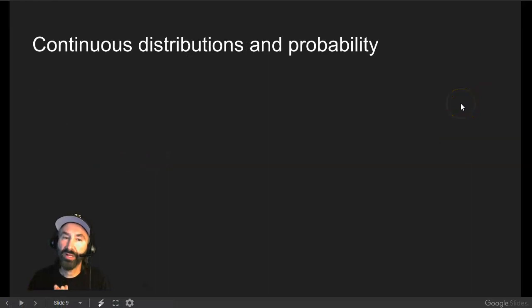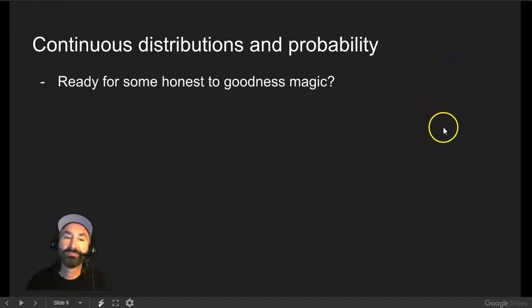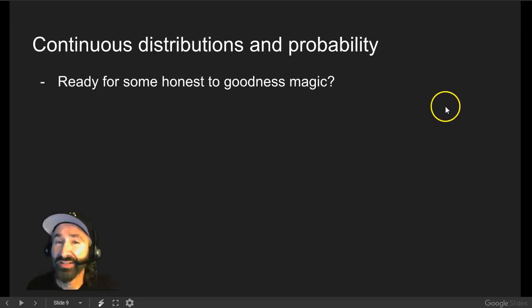Now, the next thing that I have for you has a fancy name, continuous distributions. And I have to tell you this. What I'm about to tell you is going to sound like magic to some of you. It is kind of like magic, but it's like real magic.